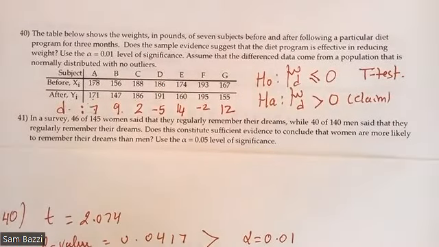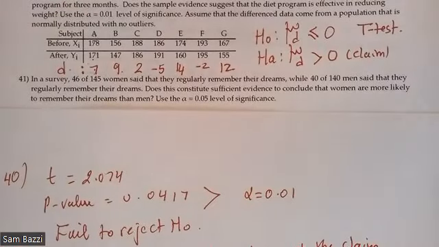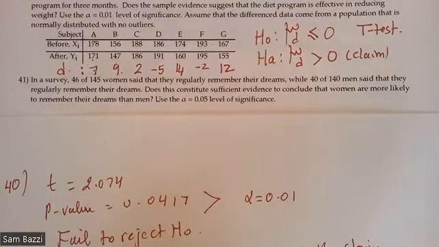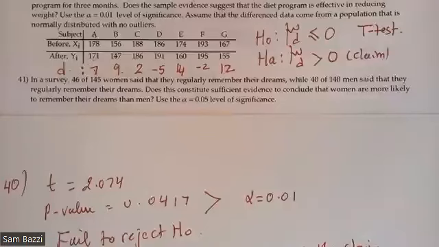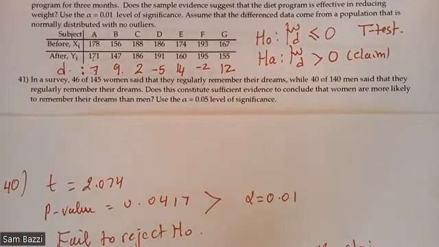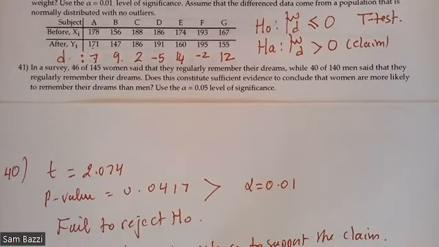41, very important question, guys. Please pay attention to 41, extremely important. Might see something similar to that. In a survey, 46 of 145 women said they regularly remember their dreams. So 46 out of 145, that's women. 40 out of 140 men said they regularly remember their dreams. That's men. Does this constitute sufficient evidence to conclude that women are more likely to remember their dreams than men?